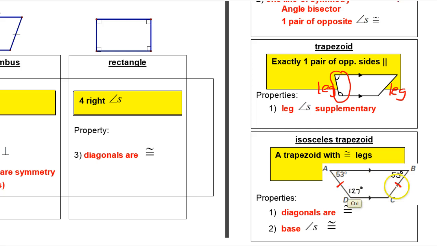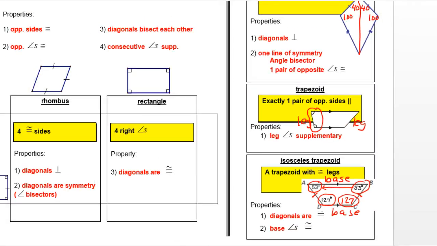So the 2 non-parallel sides are called legs. The parallel sides are called bases. So this is a base and this is a base. So the base angles would be like the 53, and the other base angle would also have to be 53. These are always going to be the same. Similarly, if this angle D is 127, that means angle C has to be 127. So that's all the properties of all of the special quadrilaterals.